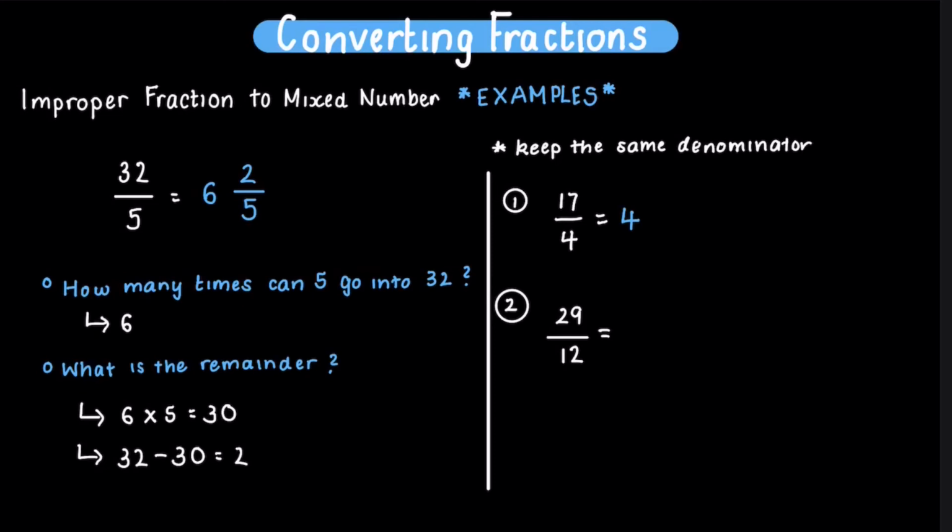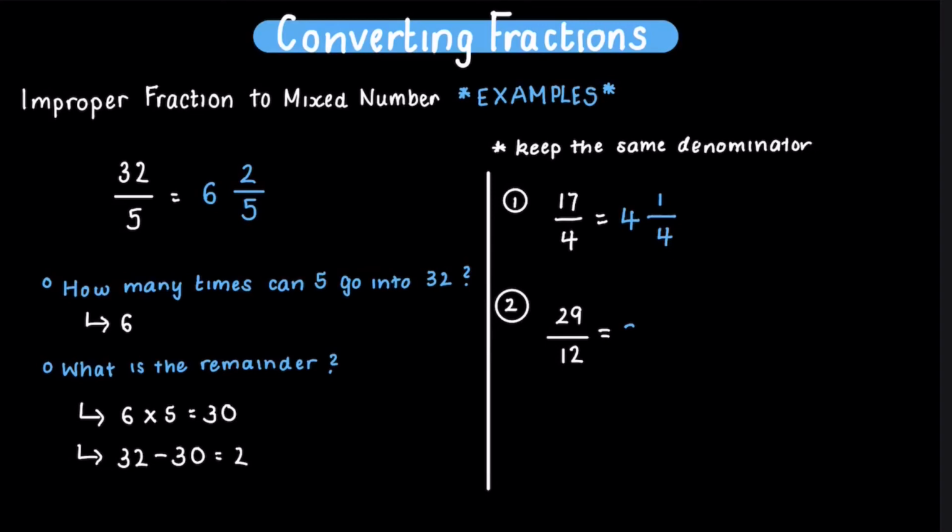4 times 4 gave us 16, so now we had to find the difference between 16 and the numerator, which is 17, which is 1. Then of course we keep our denominator the same, so our mixed fraction becomes 4 1/4.